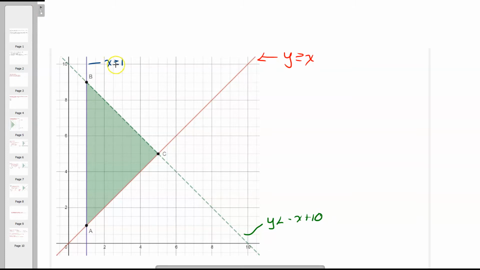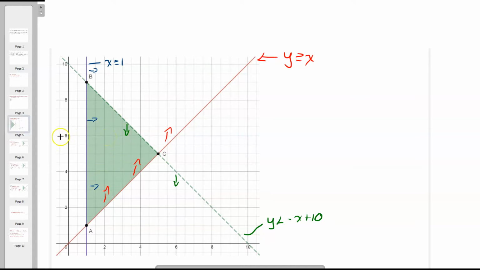Since x is greater than or equal to 1, we can see that the shading is going to be on this side of that line. In the case of y less than negative x plus 10, it's a dotted line. So it's everything up to but not including that line. And because it's less than, it means it's going to be under that line. And in the case of y greater than or equal to x, we can see that again it's going to be above that line. So when we look at that, it's pretty clear that the shaded area is what's shown here in green.